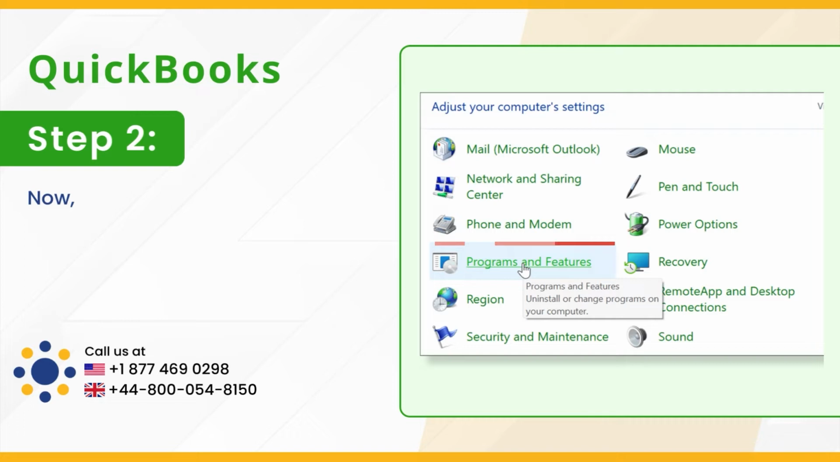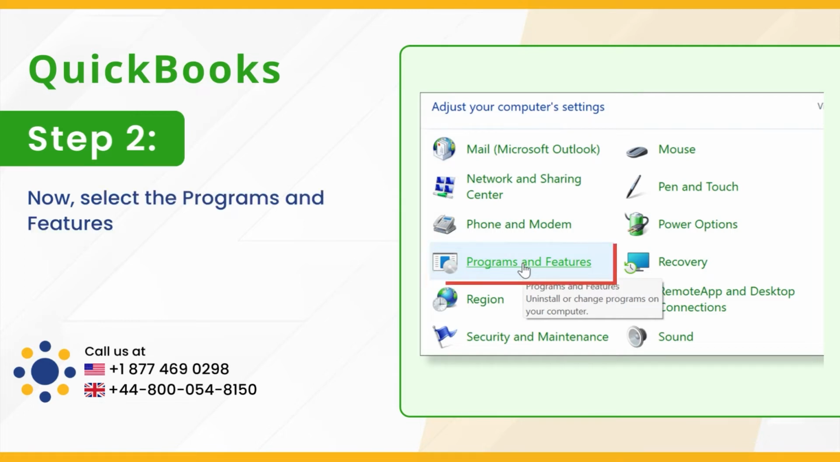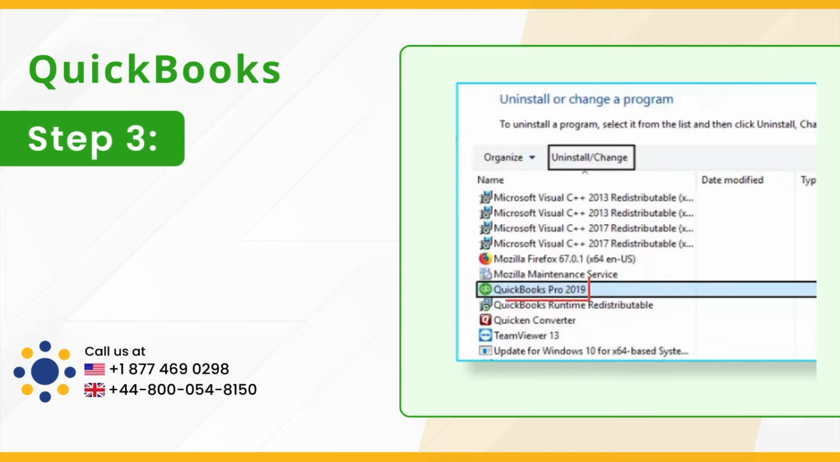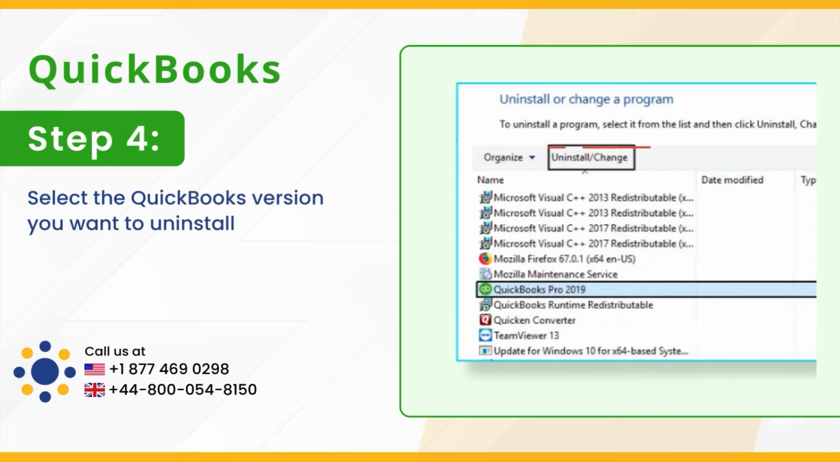Step 2, now select the programs and features. Step 3, from the list of programs, locate your version of the QuickBooks. Step 4, select the QuickBooks version you want to uninstall and click on Uninstall/Change.